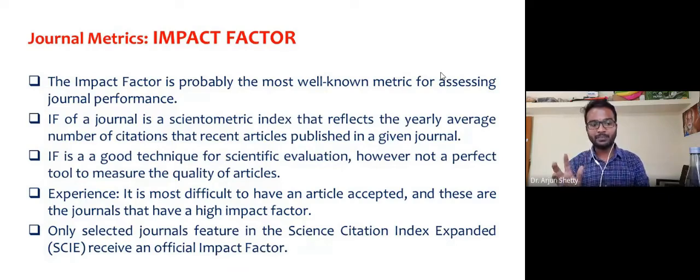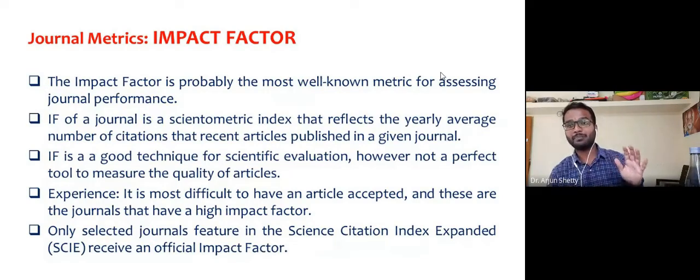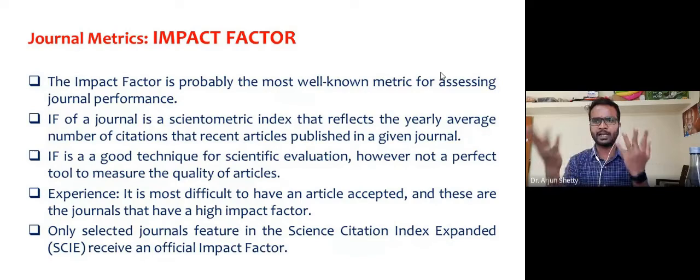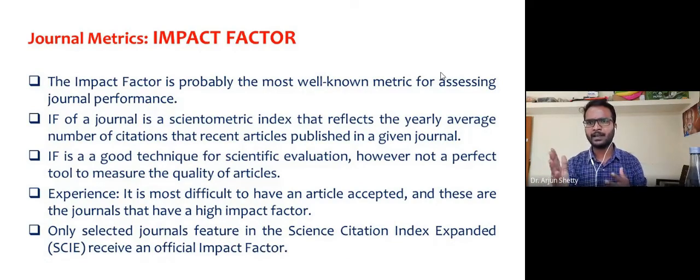Next, this impact factor is a good technique for evaluation, as I already told you, but it is not considered the only perfect tool to measure the quality of an article. Why? Because if I want to publish my article in Nature, it is more suitable for the Nature journal. It has an impact factor of 42, said to be the highest ever impact factor in the scientific arena.